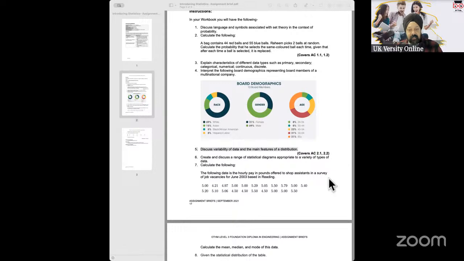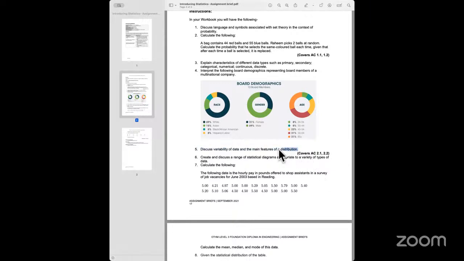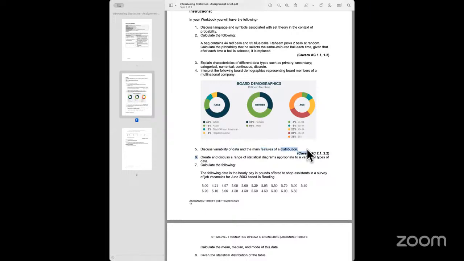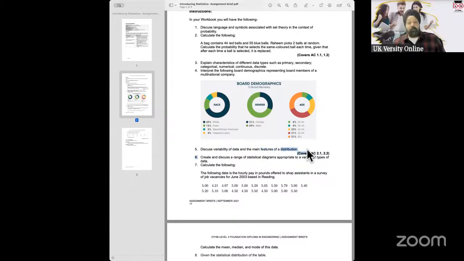So this task is to just explain these two terms. One, what is variability of data, and what are the features of distribution? If I remove the clutter in terms of the English sentence, like discuss and main features, what the task is asking me to do is talk about what is variability of data, what is distribution, and then the features of distribution and maybe the formula of distribution.